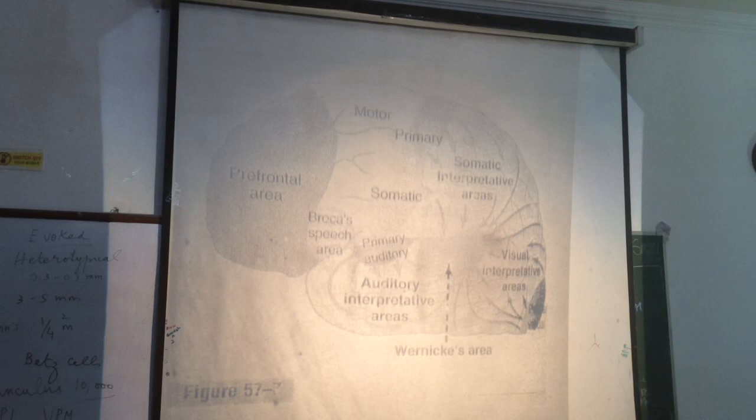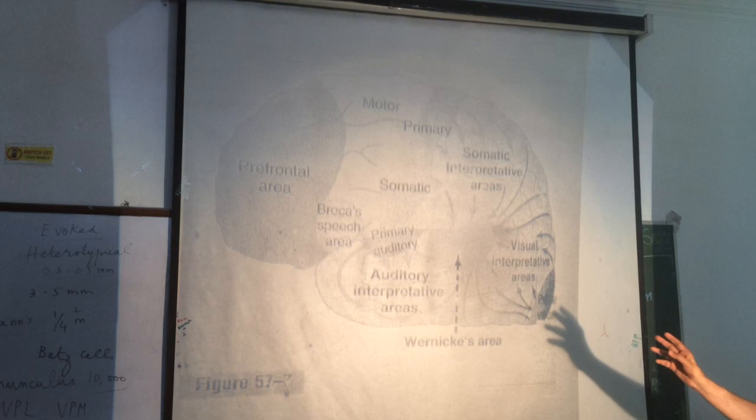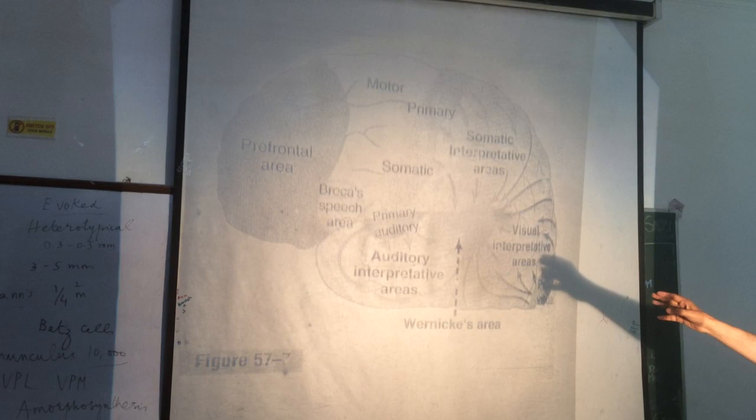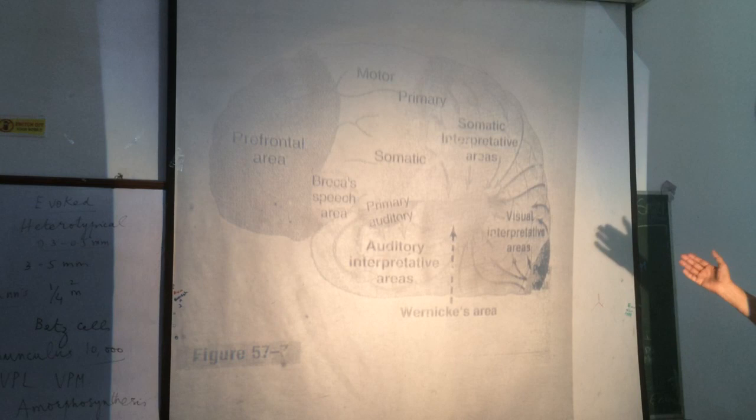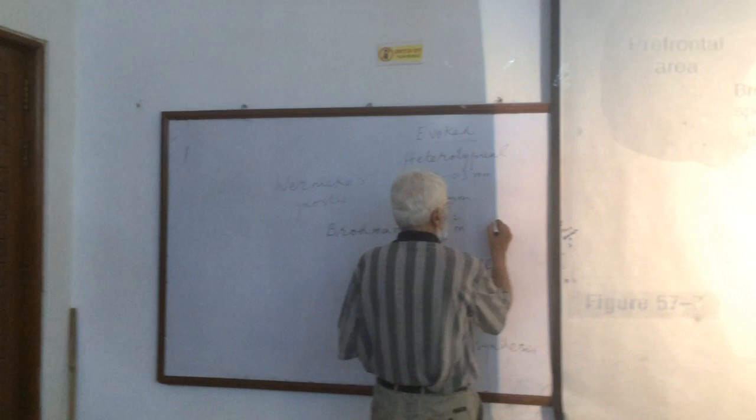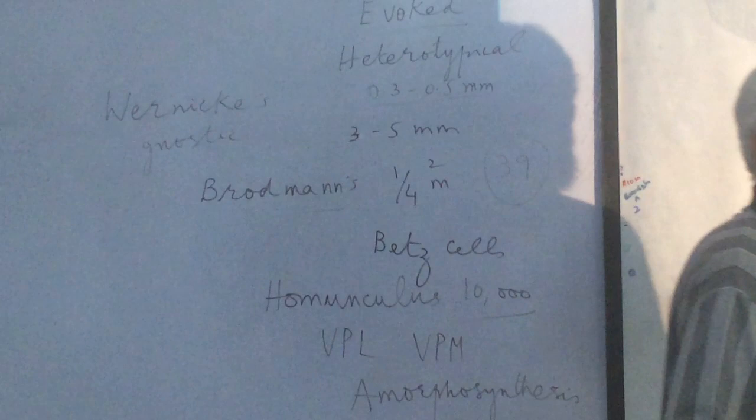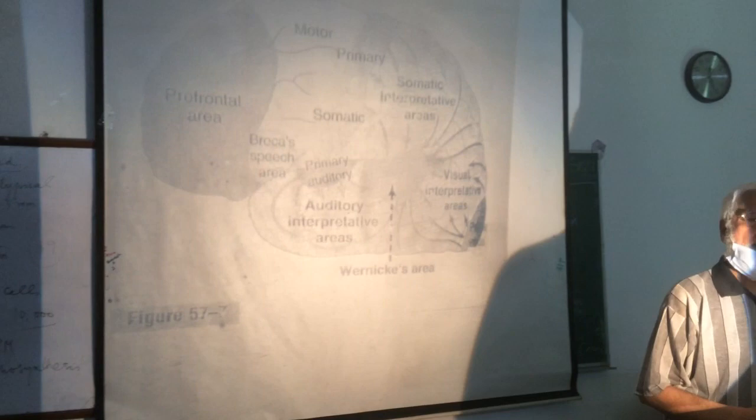So area 43 is the taste area. The primary auditory area is area 41. Then primary visual area 17, secondary visual area, area 18, and the angular gyrus is area 39. So this was about the sensory areas in the cerebral cortex.